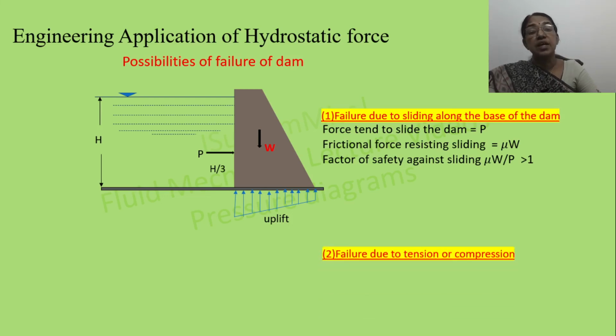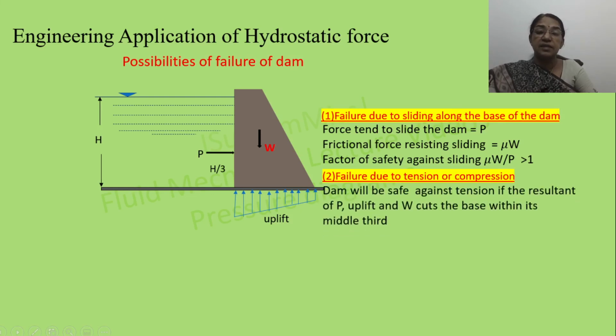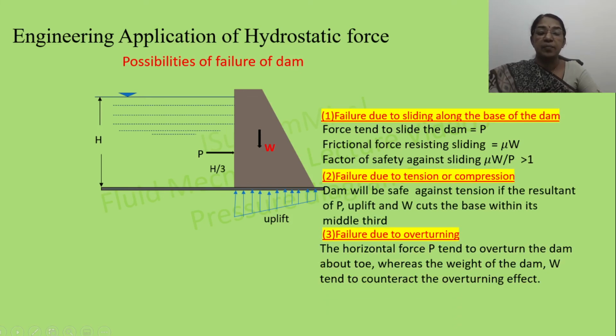The second case of failure is failure due to tension or compression. Normally a dam is strong enough to resist compression, but it is weak in tension. In order to maintain stability, the resultant of P, W and the uplift force must cut the base within the middle third. The third case is failure due to overturning. The horizontal force P tends to overturn the dam about the toe, whereas the weight of the dam acting downward tends to counteract this overturning effect.